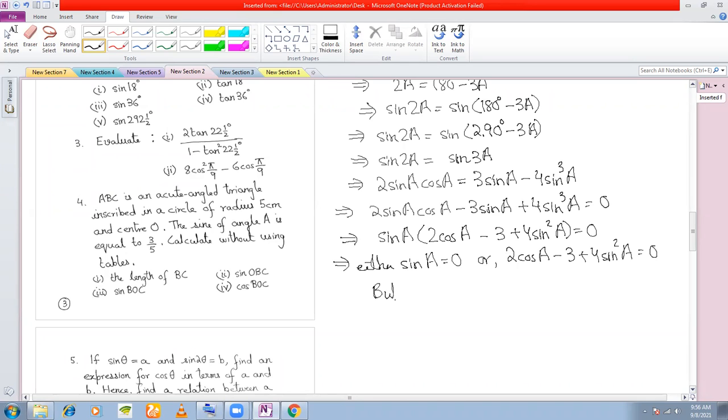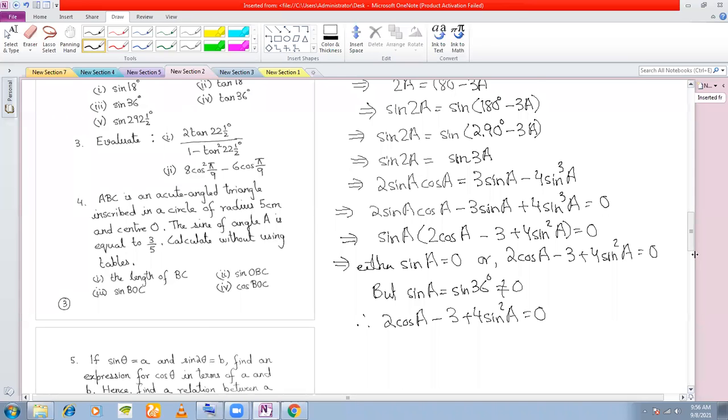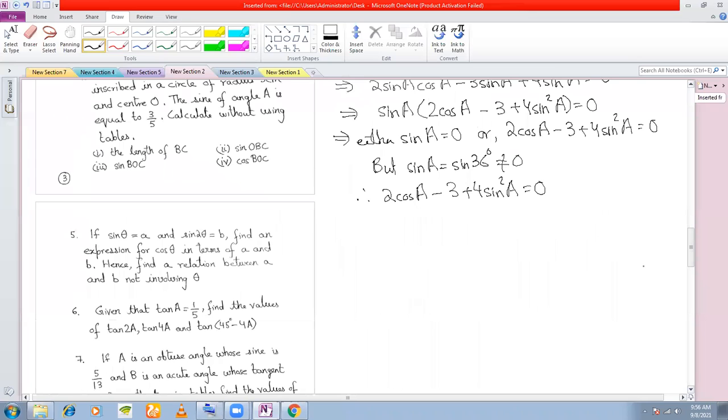But sine A, we have taken A as 36, right? So sine A is sine 36, which we all know is not equal to 0. Therefore, the other one has to be 0. That means 2 cos A minus 3 plus 4 sine square A must be equal to 0. Now, if you see here, in 2 cos A minus 3 plus 4 sine square A, you have a cos and a sine, and you have a sine square in fact. So you can change your sine square to cos so that everything will become in terms of cos.